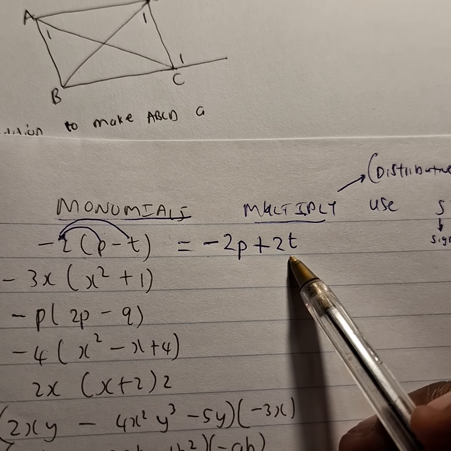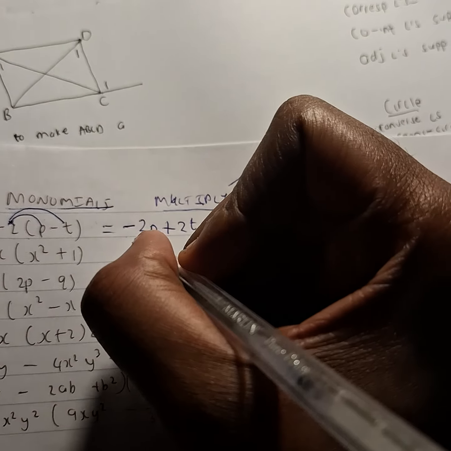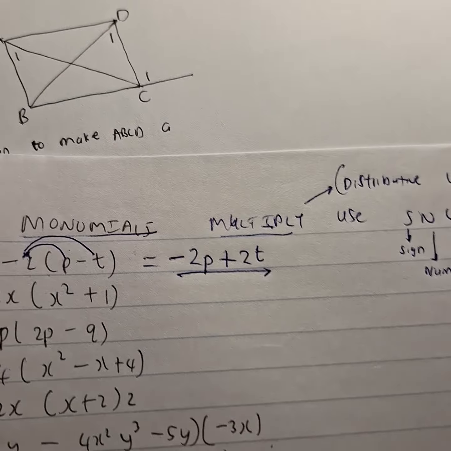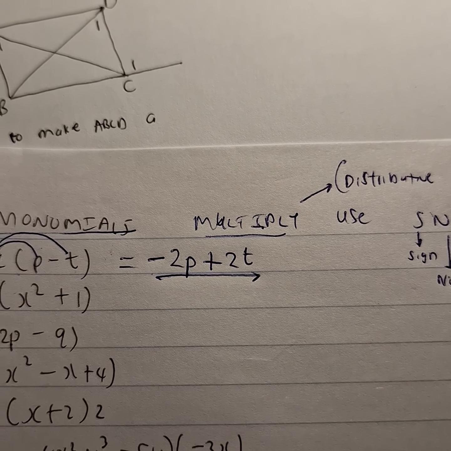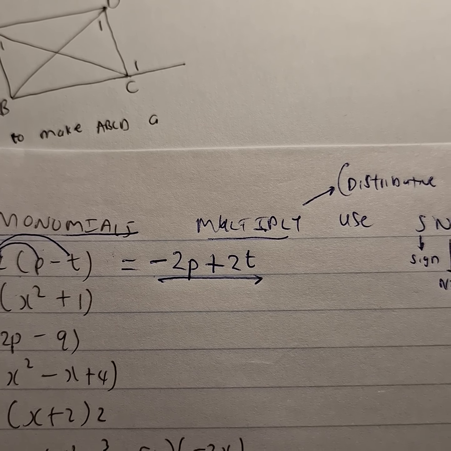We look at these two and we see that these are unlike terms. So that means we cannot add unlike terms. So we leave the answer as -2p plus 2t.